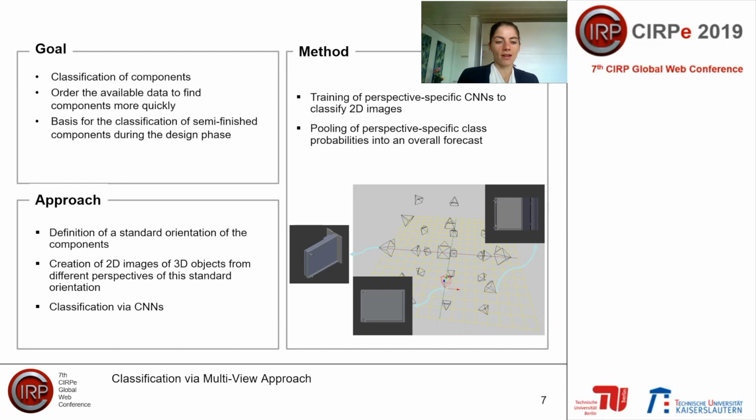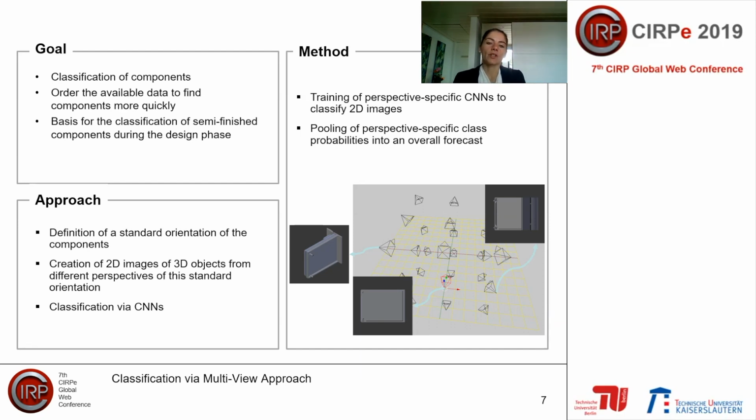So our approach first defines some kind of standard orientation of the components, which is determined by 5 different conditions. Then we create 2D images of the 3D objects from different perspectives, and the 3D objects therefore were aligned in the standard orientation. And lastly, we classify those 2D images via convolutional neural networks.